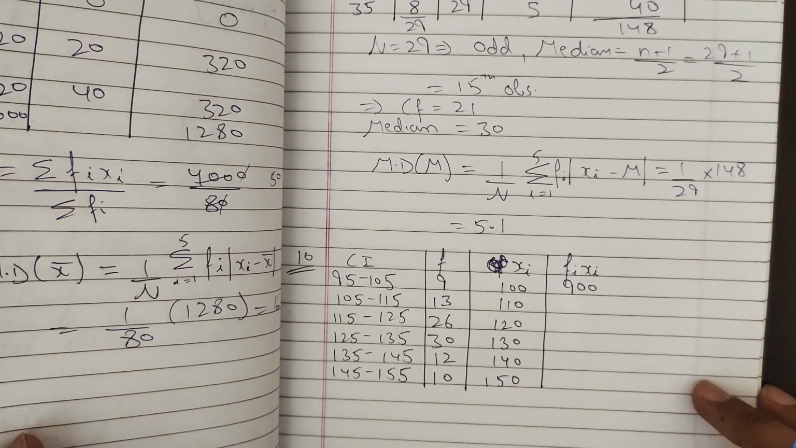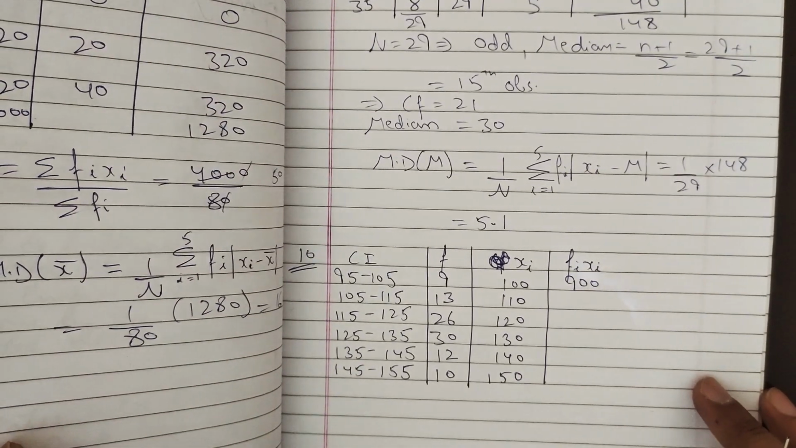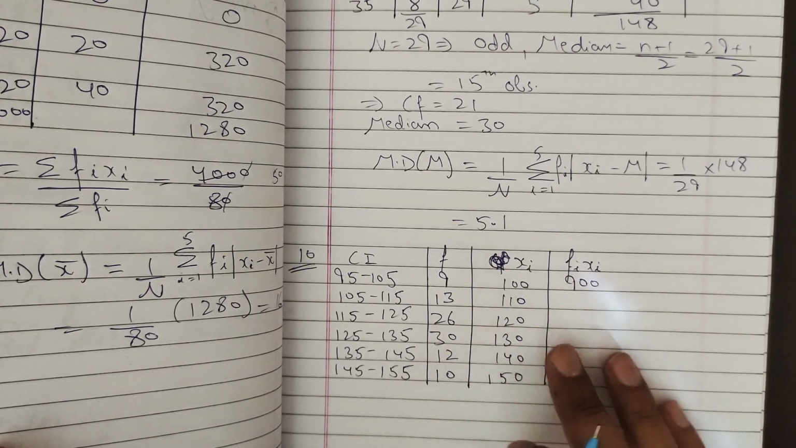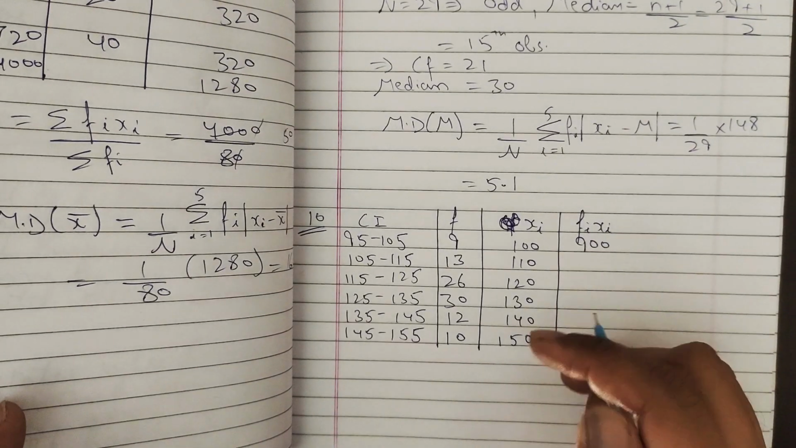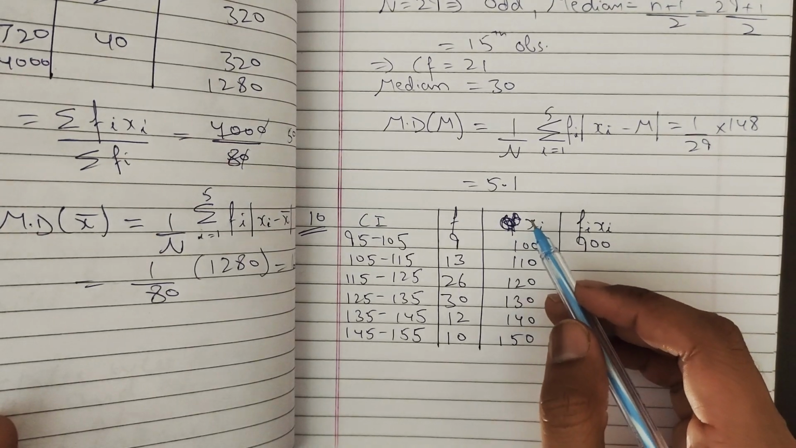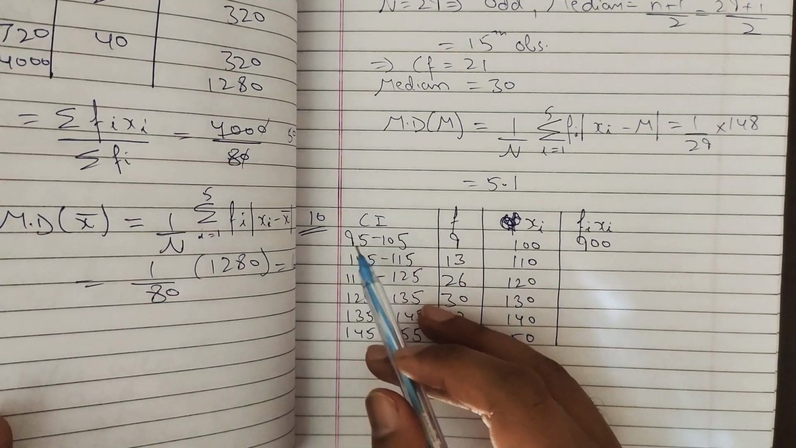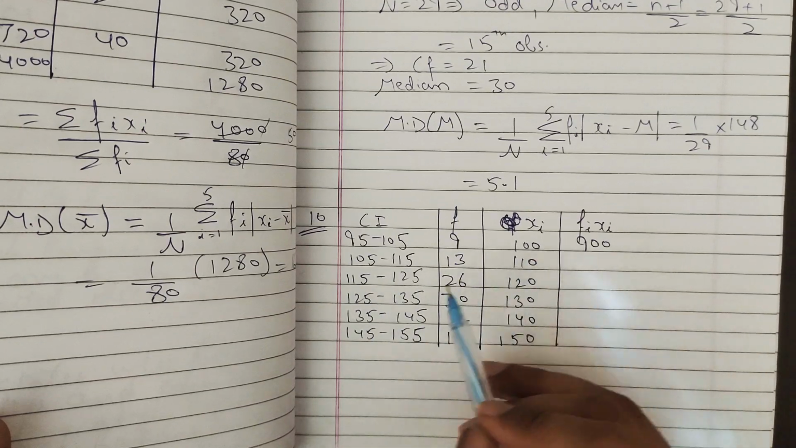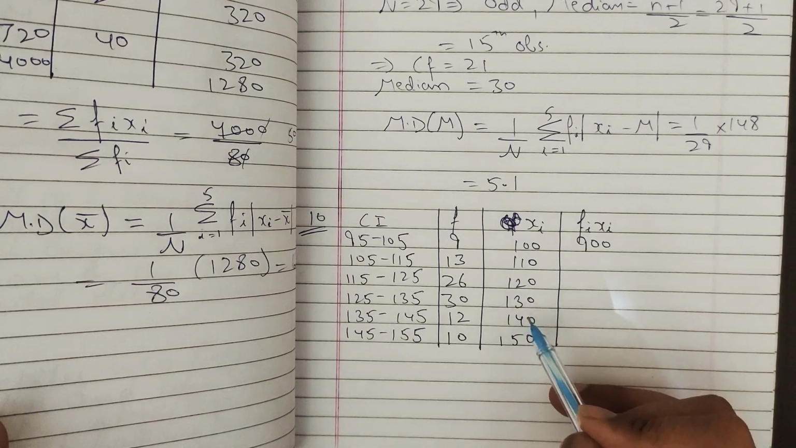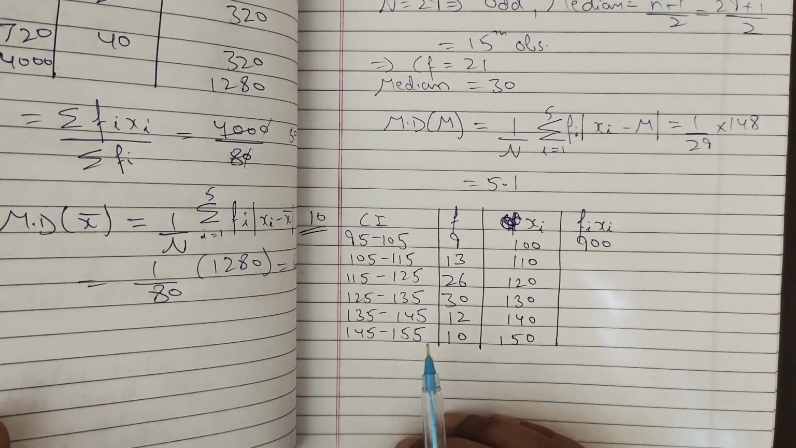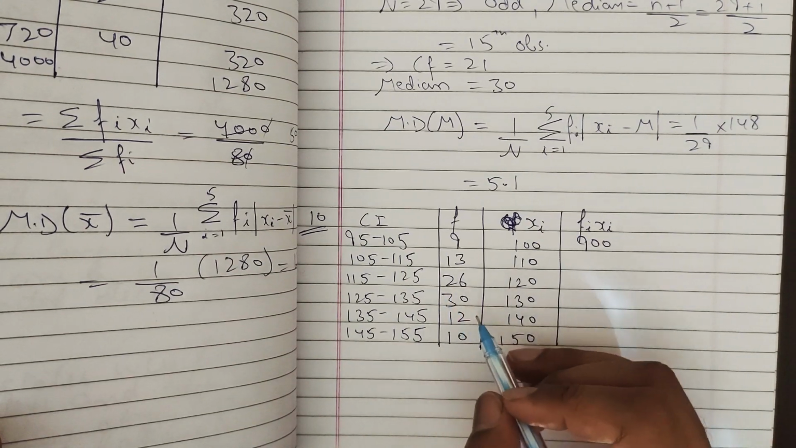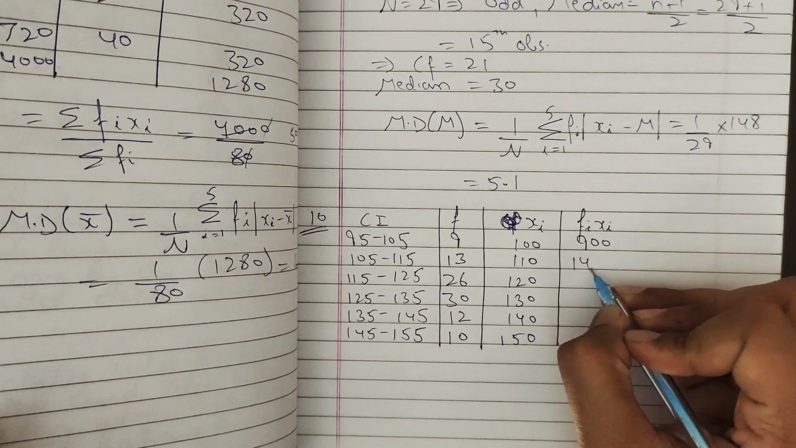Now in the same way the next question is question number 10. We have to find out mean deviation about mean, which is also very easy. Simply find out the mean first. So that's what we are doing. Ci, fi, xi, where xi means class mark. So the class mark is 95 plus 105 divided by 2, which is 100. 105 plus 115 divided by 2, which is 110. Then 120, then 130, then 140, then 150 similarly. So fi xi means this multiplied by this is 900. 13 multiplied by 110 is 1430.